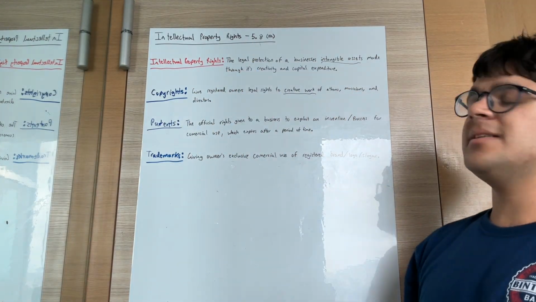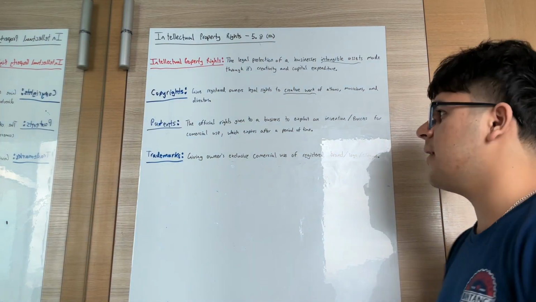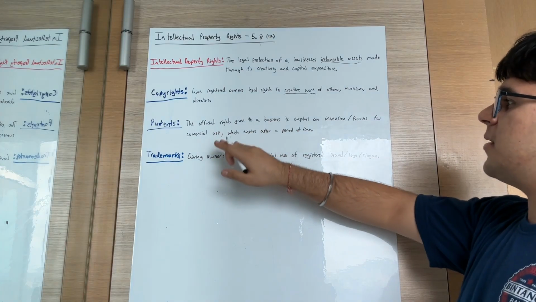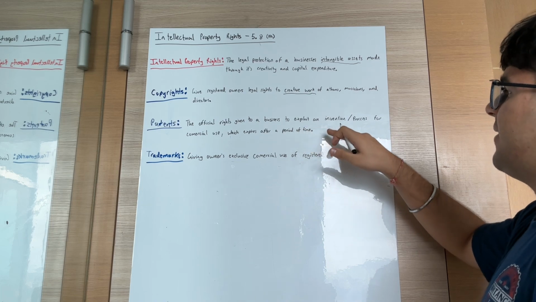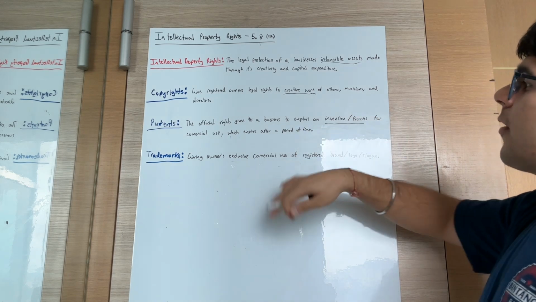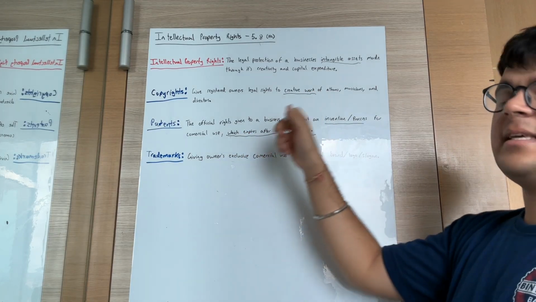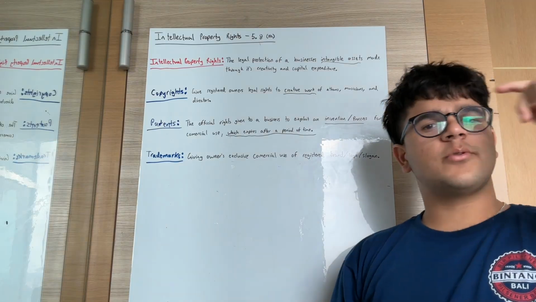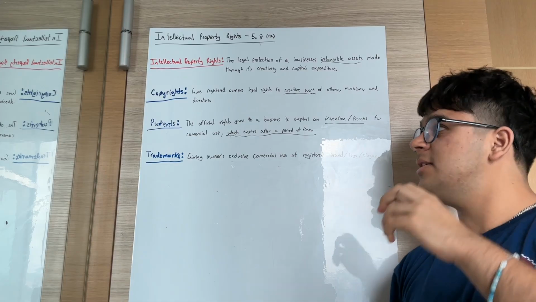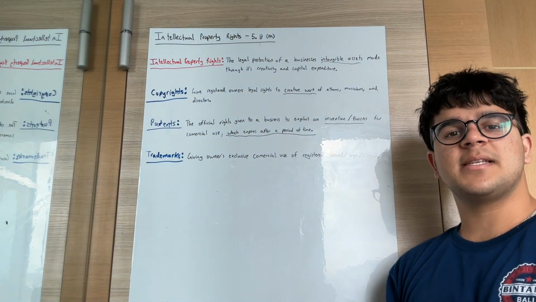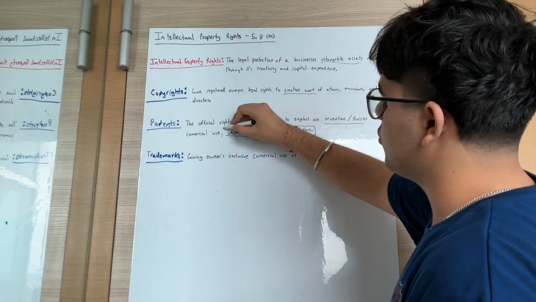And then patents. This is the important one. This is something that people usually get wrong a lot of the time because they forget one key part, all right? This is a form of intellectual property rights that give the official rights to a business to exploit an invention or process, okay, for commercial use, which expires after a period of time. This is a key aspect, okay? In the 2025 exams that came up, define patent, all right? And I was told by my teacher, since he marks these exams, that almost everyone got 1 out of 2 because they forgot this crucial part.